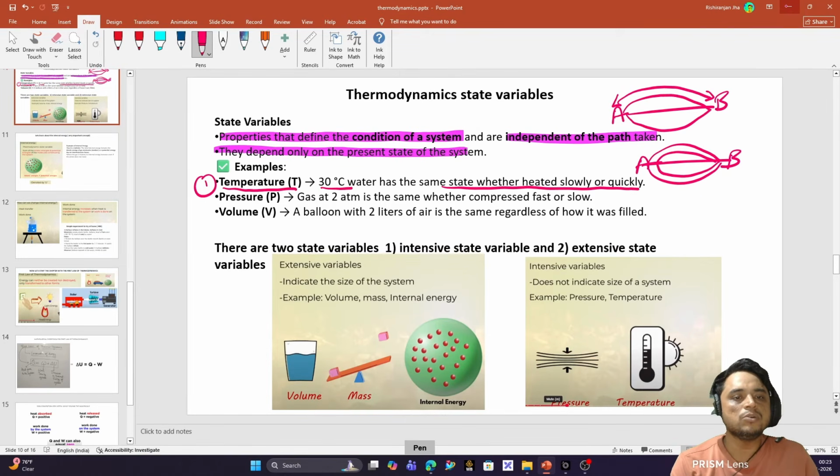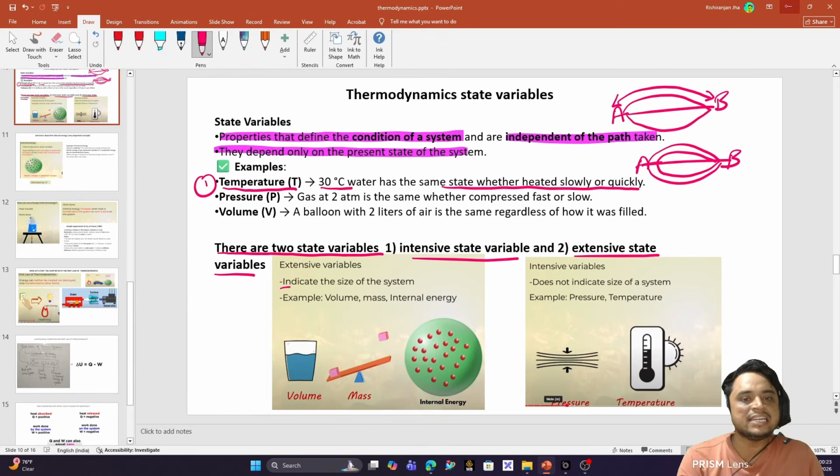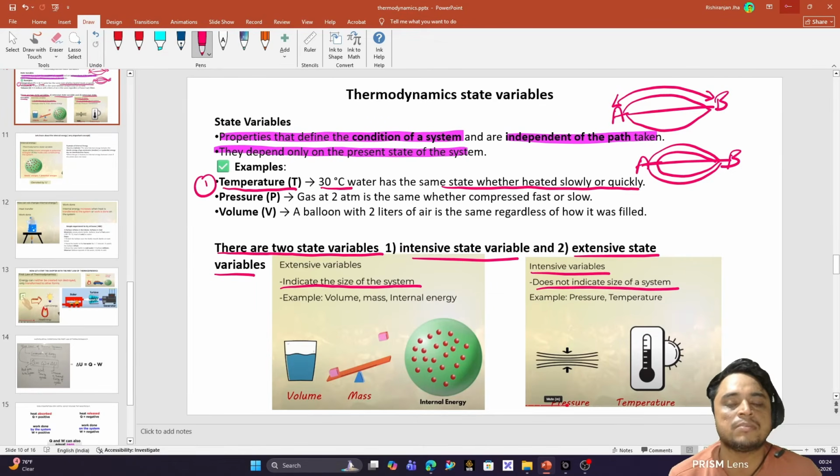If we look at the state variables, there are two different types. First, the intensive state variables, and second, the extensive state variables. So what are extensive state variables? They indicate the size of a system. The intensive state variable never indicates the size of a system, so you can never assume the size of a system based on an intensive variable, but based on an extensive variable you can assume the size of a system.